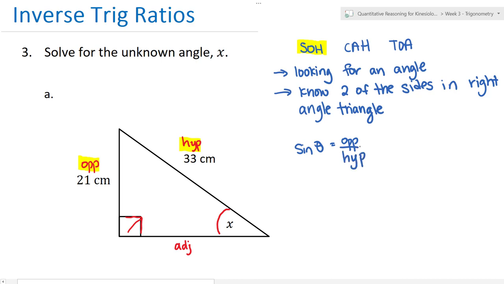And now we're going to enter all the things that we know. Sine, now my angle was labeled as x, so I'm going to put an x in here in place of the angle, equals opposite, which was 21, over hypotenuse, which was 33.